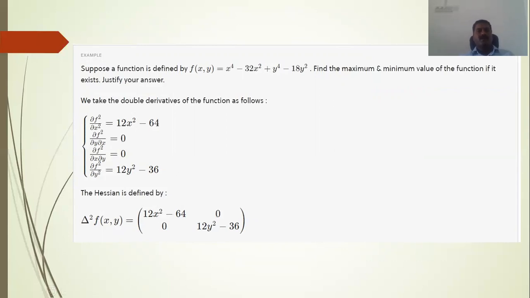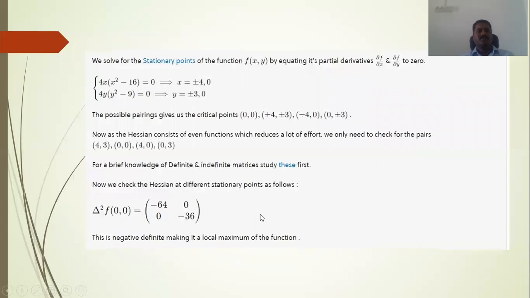F of x, y is x power 4 minus 32 x square plus y power 4 minus 18 y square. These are all the second derivatives. Plug into the Hessian. Then to get the stationary points, equate dou f by dou x to 0, dou f by dou y to 0. Dou f by dou x equal to 0 implies x equal to plus or minus 4, 0. Dou f by dou y equal to 0 implies y equal to plus or minus 3, 0. So the possible critical points are (0, 0), (plus or minus 4, plus or minus 3), (plus or minus 4, 0), and (0, plus or minus 3).